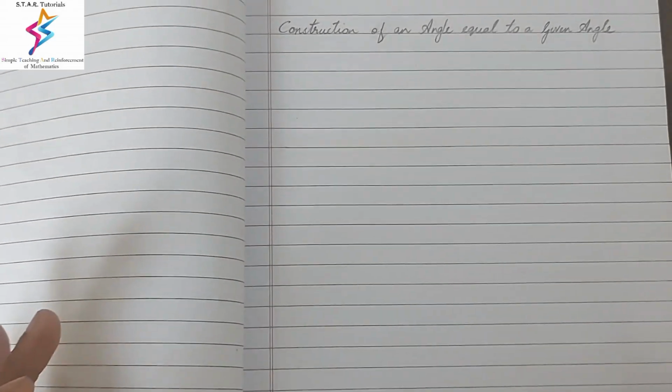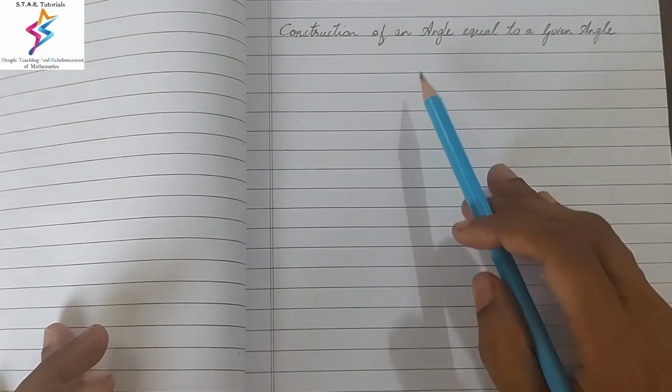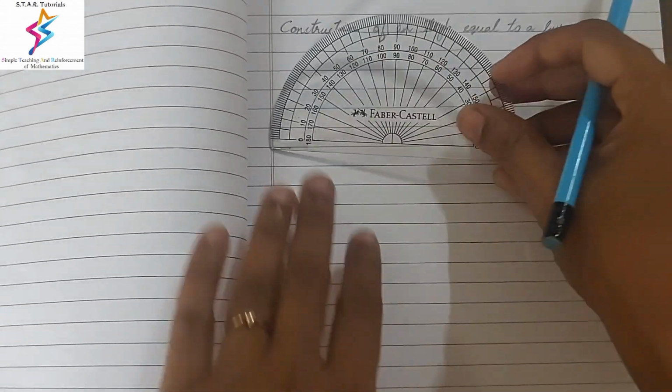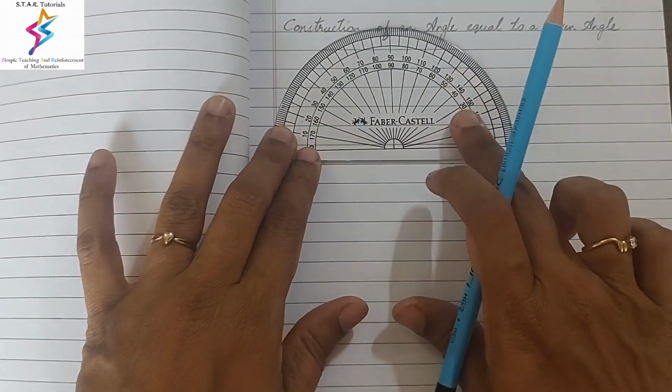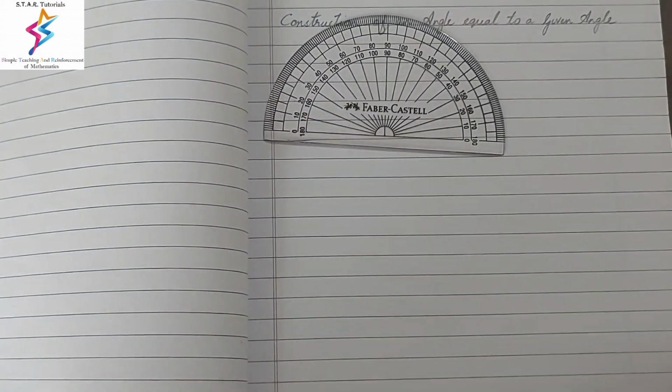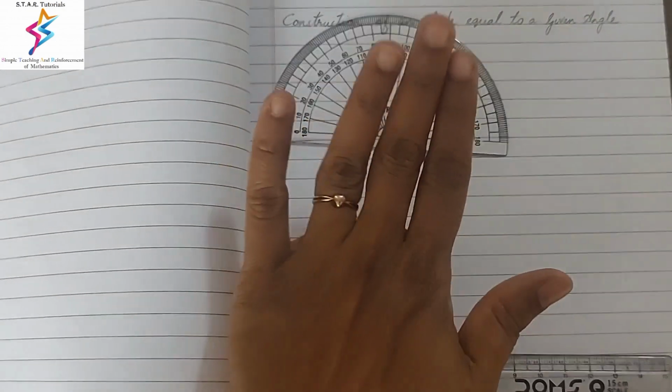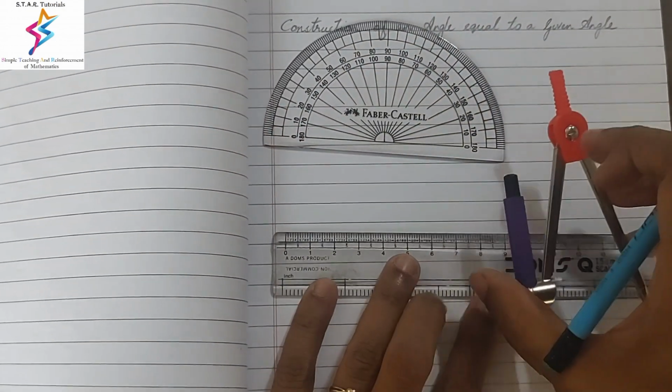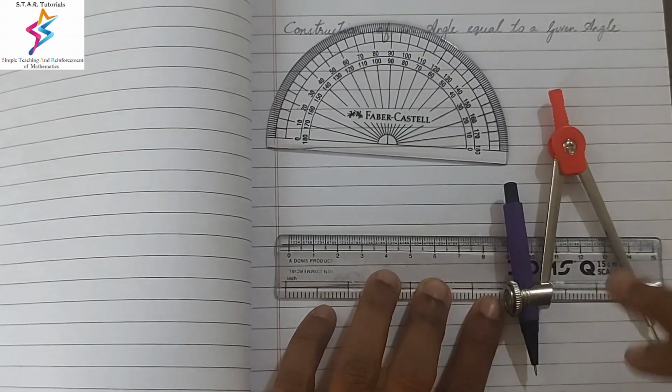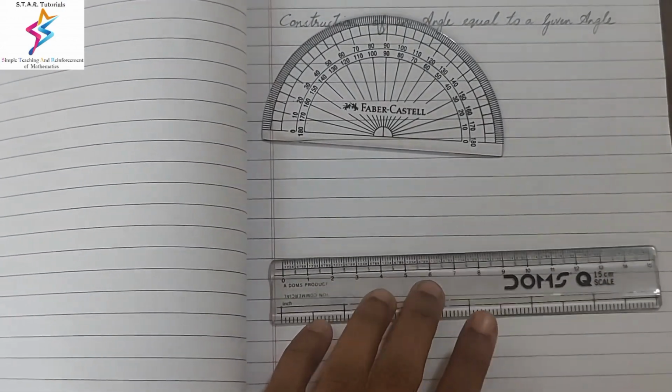Hello again. Now we are going to learn construction of an angle equal to a given angle. I know it sounds confusing, but it is very simple. All we have to do is draw one angle with the help of a protractor and then draw another angle of the same measurement with the help of a ruler and a compass. Okay, so let's see how to do it.